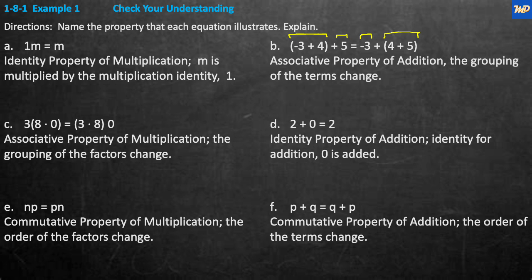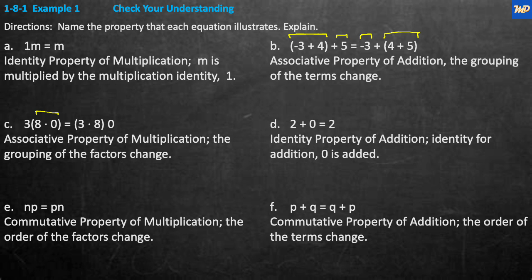You have a group of friends. It's how you associate with your friends. Okay. Associative property of addition. The grouping of the terms changes. How about C? 3 times the quantity 8 times 0, or the quantity 3 times 8, times 0.